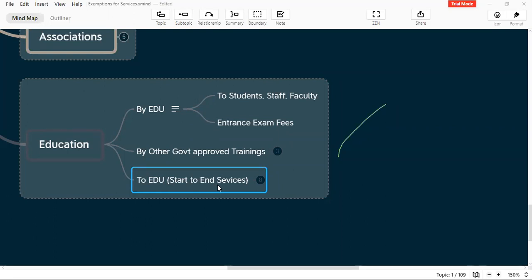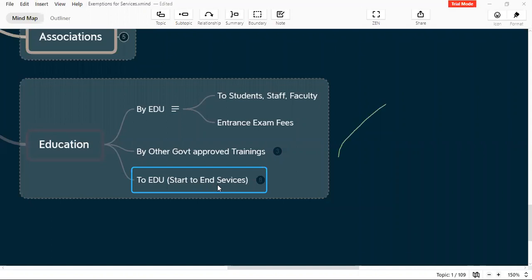So first is admission. This admission may be given to a third party to manage. Some of the schools will not have their own software. They will not have their own bandwidth, so they will outsource to some agency. So admission services provided to the school is exempt. After admission, what is the next thing they will do? The child has to come to the school.